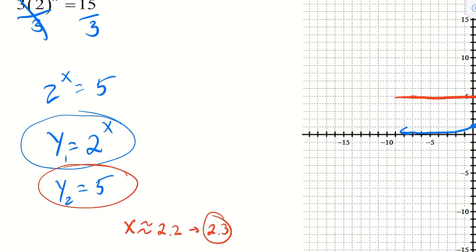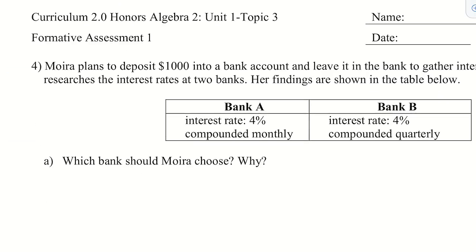The only thing I could do with this problem is guess and check to go from here. Okay, moving on.